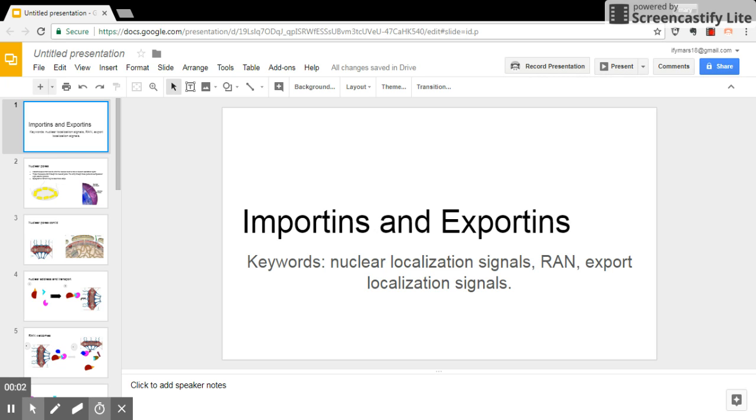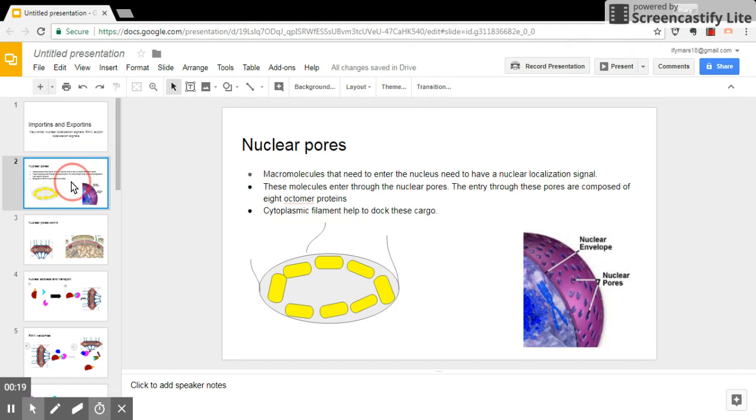Hi all, in this video we're going to look at importins and exportins. Here are some keywords we're going to learn through this video: nuclear localization signal, RAN, and export signals. Okay, so let's dive in.